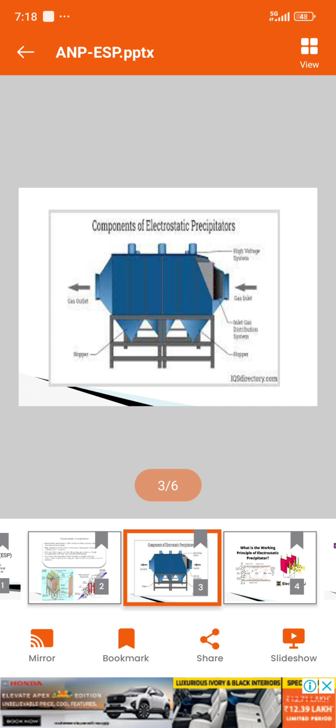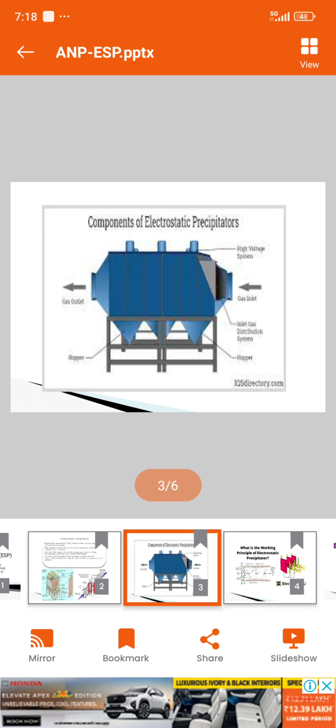This is the overview of the electrostatic precipitator equipment. We can see here there is one inlet, a gas inlet, and on the other side there is a gas outlet. Then on the upper side there is a high voltage system, from which the clean gas is released into the air. At the bottom, hoppers are provided, and these hoppers are required to remove the dust particles removed from the gas stream.